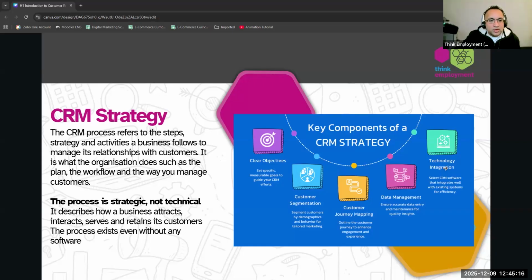So the CRM process refers to the steps, strategies and activities a business follows to manage its relationships with the customers. It is what the organization does, such as the plan, the workflow, and the way they manage the customer. So the process is strategic, not technical. It describes how the business attracts, interacts, serves, and retains its customers. The process exists even without any software. So if you don't have the software, you can still use the strategy.